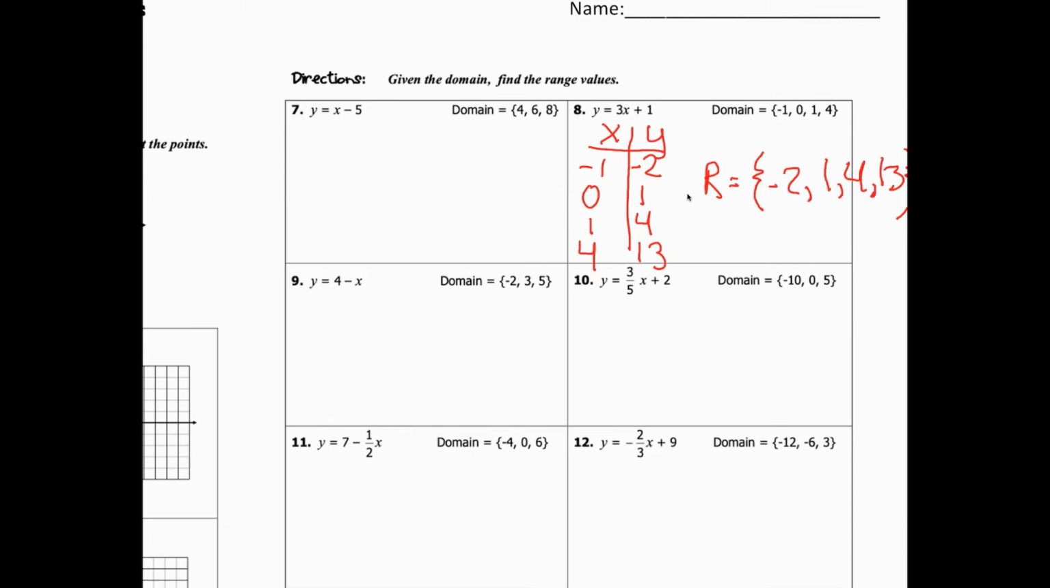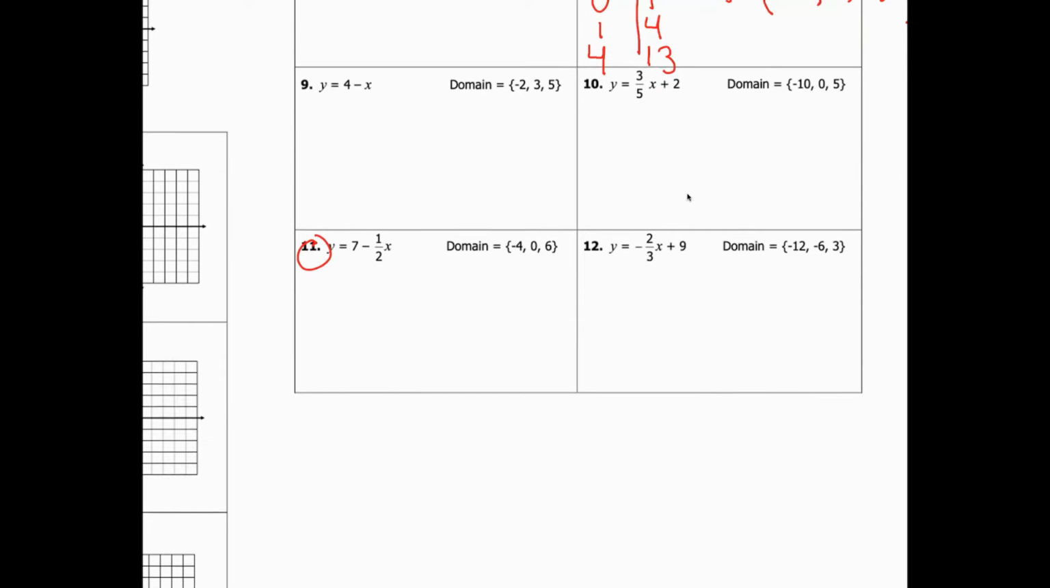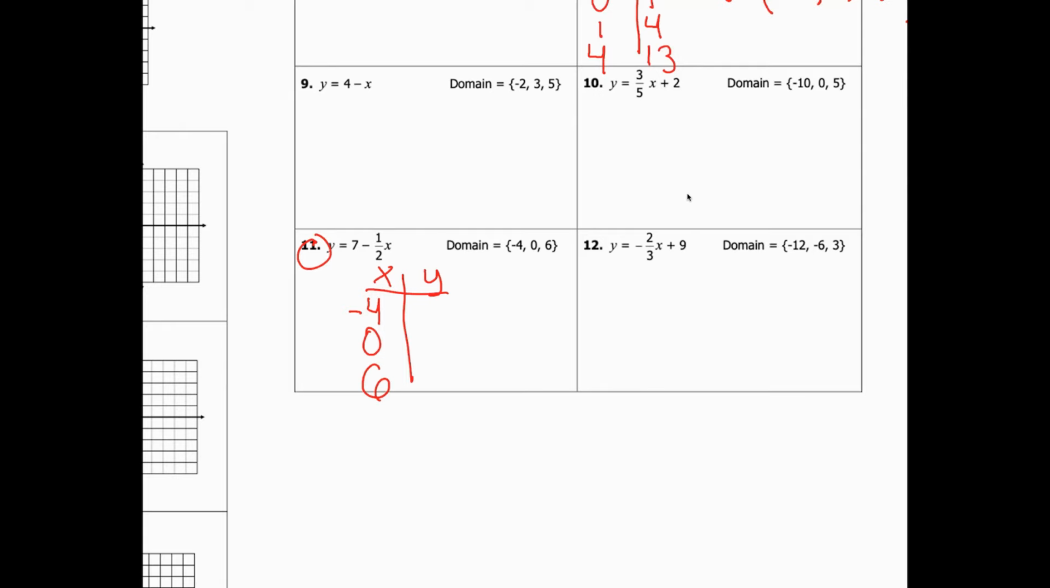One more example, let's do number 11 together. This time it's just 3 values they want us to plug in, -4, 0, 6. So 7 minus 1/2 times -4, that's 7 plus 2, which is 9. 7 minus 1/2 times 0, that's just 7. 7 minus 1/2 times 6. So that is just 7 minus 3, which is 4. So my range here would be 9, 7, and 4.